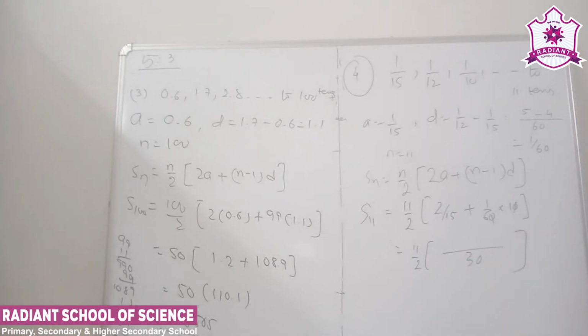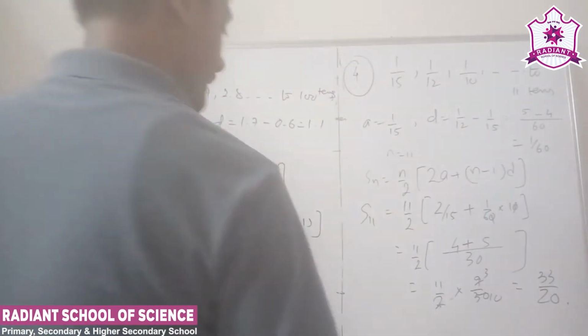The LCM of 6 and 15 comes to 30. 15 twos are 30 and 6 fives are 30, both meet at 30. If here it is 15, then 2 fours are 8, 6 fives are 30, so 5. So I got 11 by 2 into 9 by 30. You cut it, 2 as it is 3, and 10. So our answer is 33 by 20, the sum of n terms, 33 by 20, right?